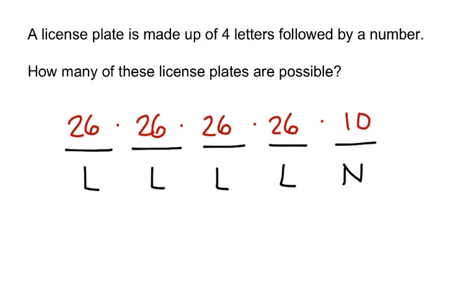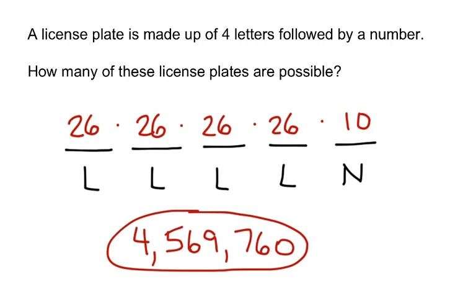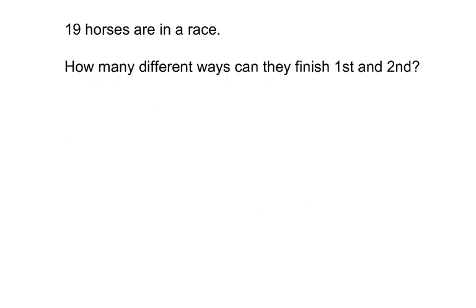And once we've multiplied all of those together, we'll find out that there are 4,569,760 of these license plates that are possible. That's the fundamental principle of counting: how many choices are there for each space? Multiply them together. Let's look at one more example.